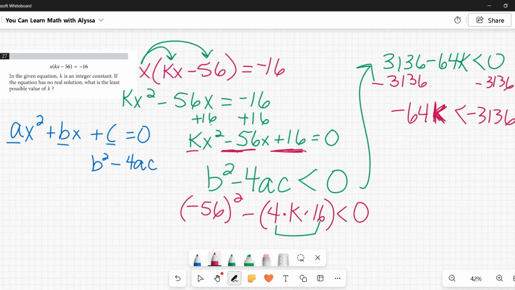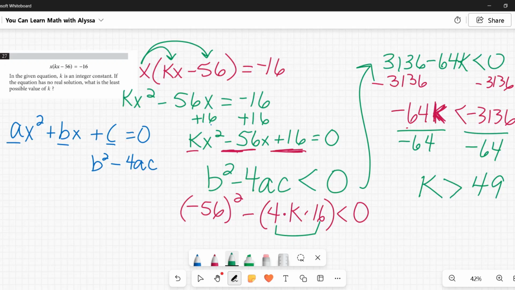And now I want to divide both sides by negative 64 because that's undoing what's been done to k. K is being multiplied by negative 64, so I'm going to divide by negative 64. When I divide this, I get 49 on the right, and I get k. What is the sign in the middle? Anytime we divide or multiply by a negative when we're solving inequalities, we reverse the sign. So important to do that. Critical to do that.